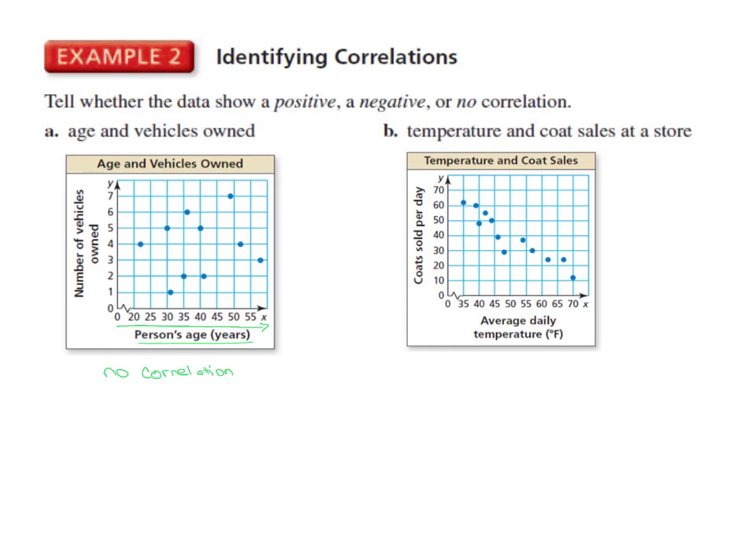Now the next one, temperature and coat sales at a store. As my average daily temperature is increasing, the coats sold per day is decreasing. So when the temperature was low, like 35 degrees, there was a lot of coats sold each day. And when the temperature was high, there was not so many coats sold per day. So this is an example of a negative correlation.